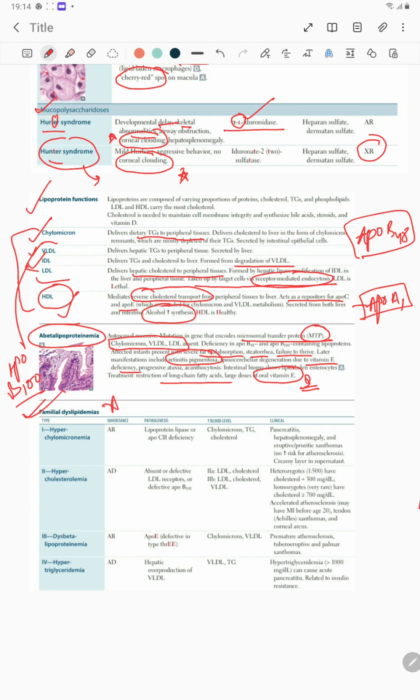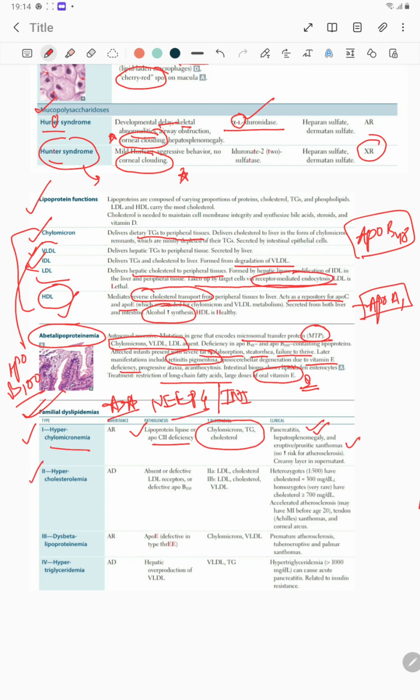Next important topic is familial dyslipidemias. This table is high yield for NEET PG and INI-CET both. Type 1 hyperlipoproteinemia includes lipoprotein lipase or ApoC2 deficiency, in which there is accumulation of chylomicrons, triglycerides, and cholesterol. Here we have features of pancreatitis, hepatosplenomegaly, and xanthomas.